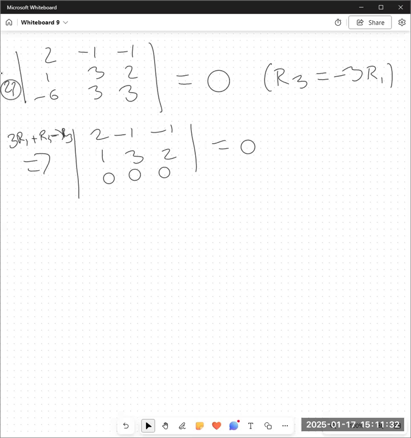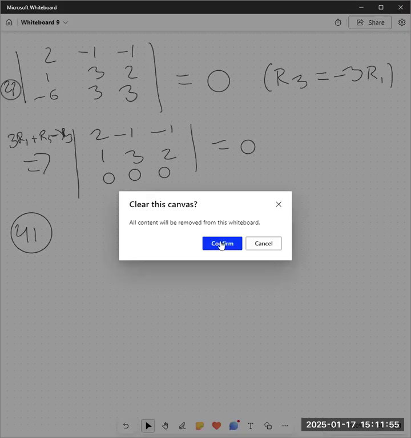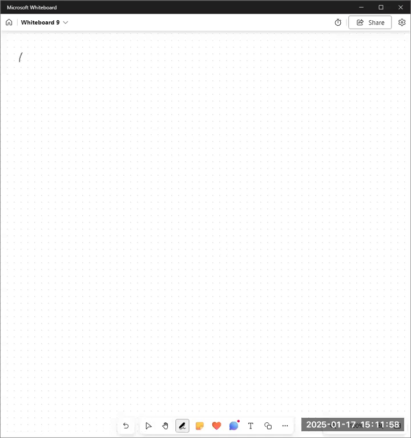Going to jump all the way ahead now to number 41. And the instructions here say to find the determinant of the elementary matrix, and it has a K in it. Assume that K is not going to be equal to 0. So 41 says 1, 0, 0, K, 1, 0, 0, 0, 1.